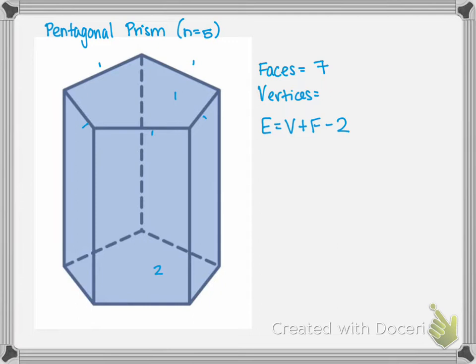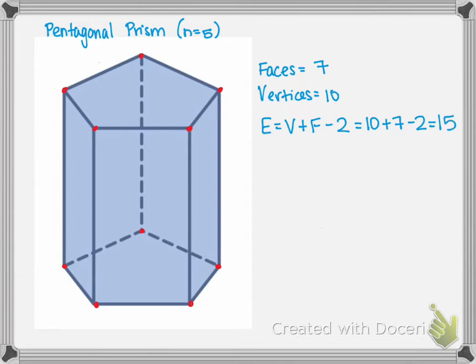Then we have, let me get rid of those markings that I made. Then what we have is the number of vertices, which again, I'll go ahead and put them in red to make it really clear how I'm counting them. There's 1, 2, 3, 4, 5, 6, 7, 8, 9, 10. So there are 10 vertices. And we can use our formula to figure out, if we take our vertices plus our faces and subtract 2, we learn that there are 15 edges.